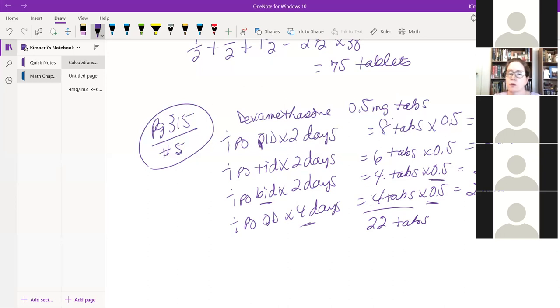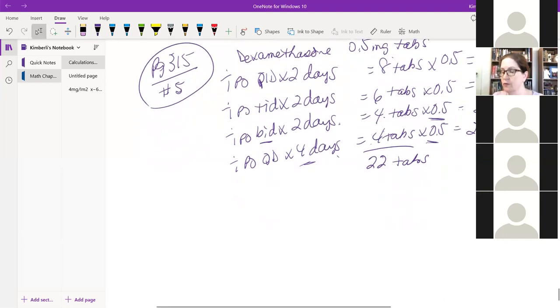In other words, let's see. It's still tapering. So here, yeah, they're getting 1 milligram per day for 2 days. Here, they're getting 0.5 milligram a day for 4 days. So they are tapering, but they're tapering slowly so they don't go without medication. Because when you abruptly stop a steroid, sometimes you have rebound inflammation or swelling.